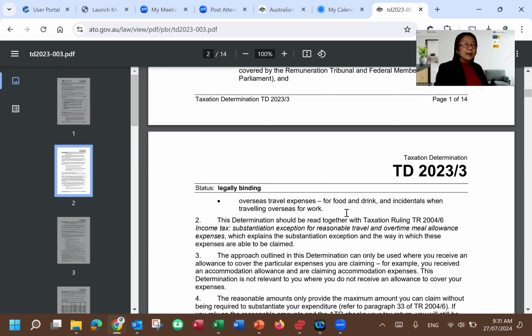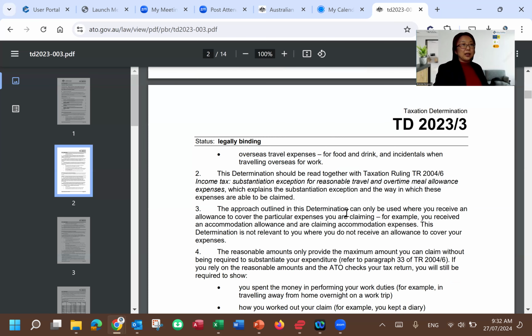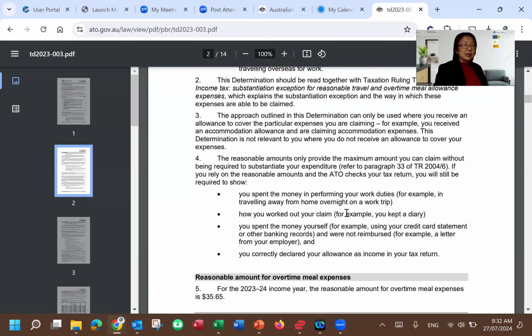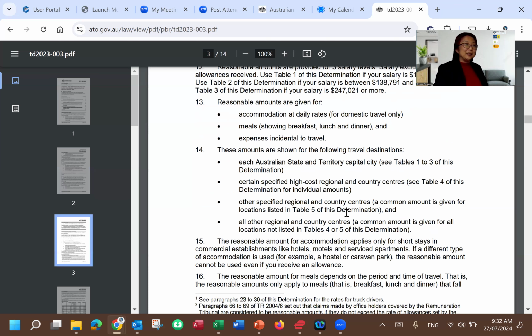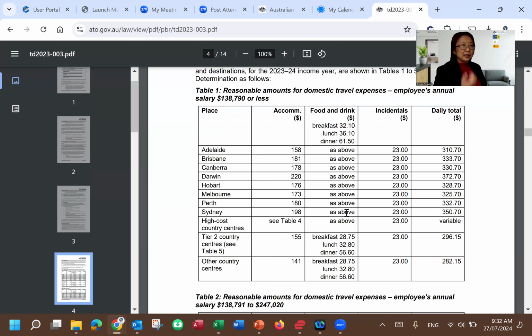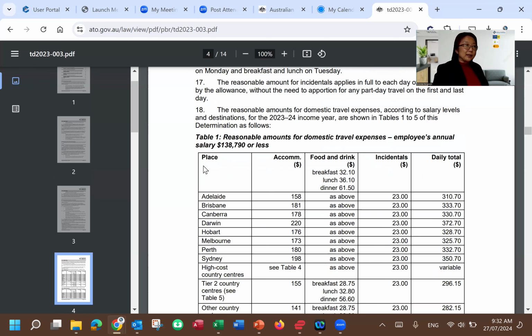Provided that daily rate is below the tax office required rate, you don't need to provide any receipts. Provided you have a valid diary or itinerary for the days that you are traveling for business related purposes, you can actually claim that daily rate as a deduction in the business without any receipts. So let's say for an example, of course, it's related to the employee salary as well.